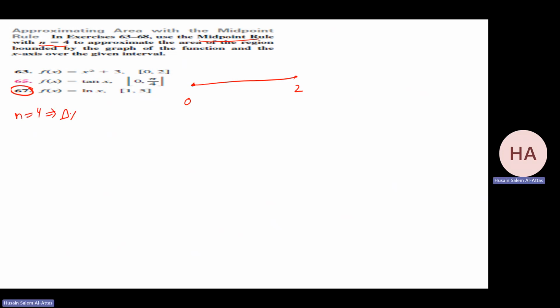So delta x will be 2 minus 0 over 4, which is half. So 0, I add half. Half, 1, 3 over 2. So I have 4 rectangles now. This is 63. Okay. So it will be now my calculation.